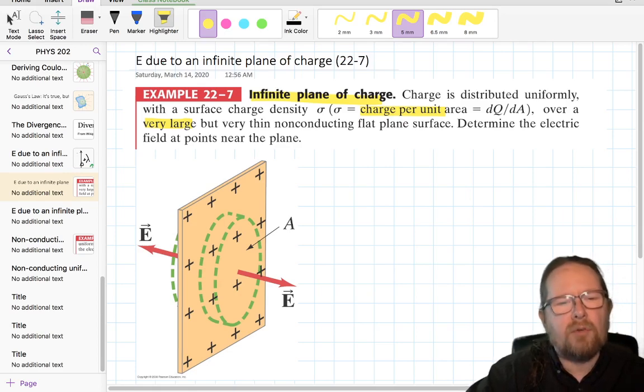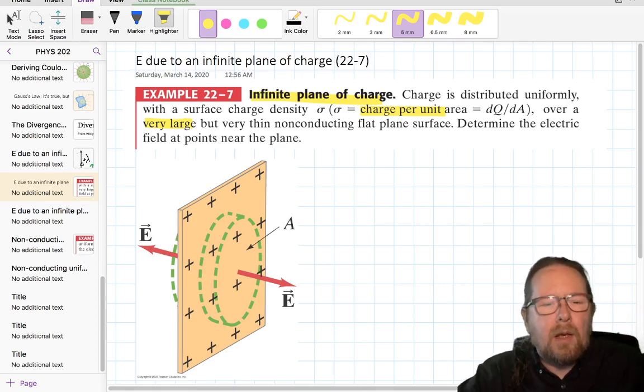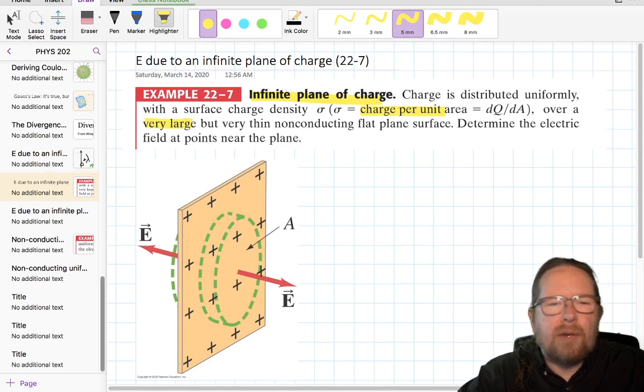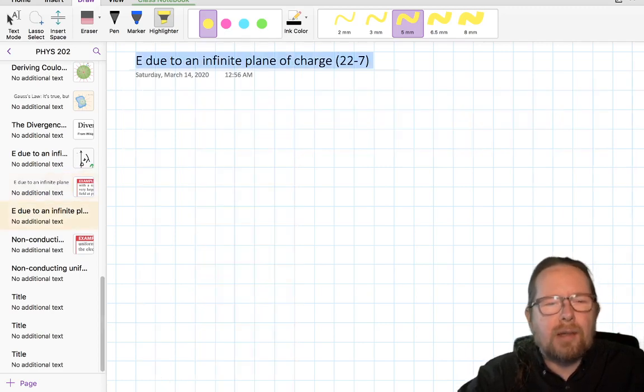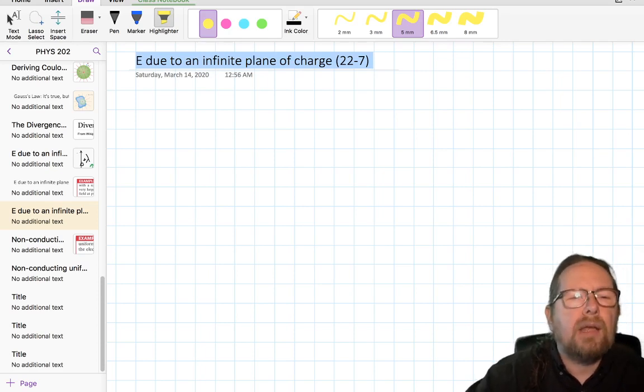So this is the drawing that your book has. The electric field, we know, goes outward from positive charges. We'll talk about the shape of the field in a minute. We can see the area they define. I'm actually going to set up the coordinate system a little bit differently than the book does.